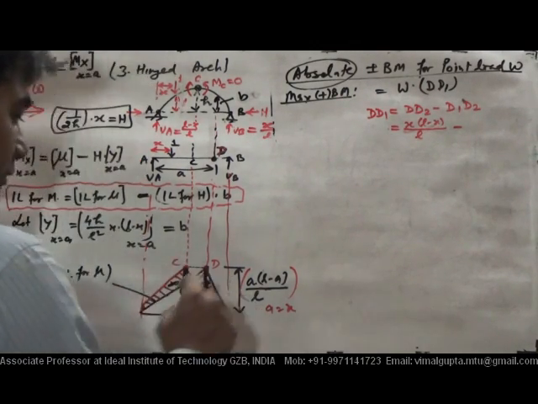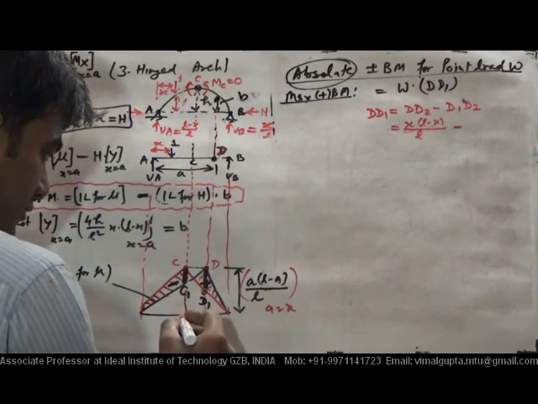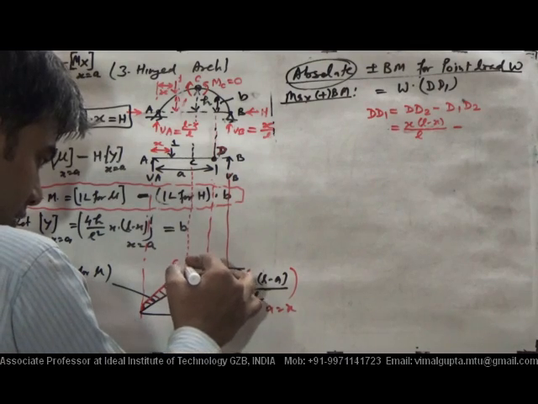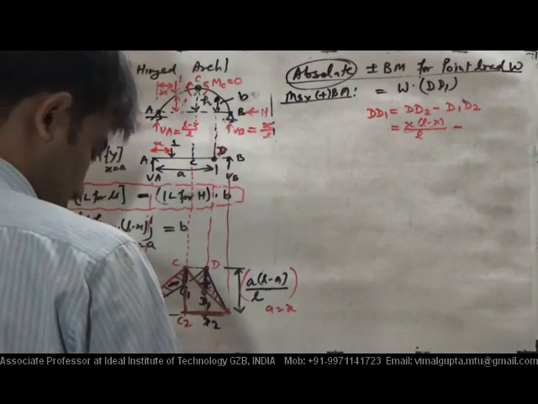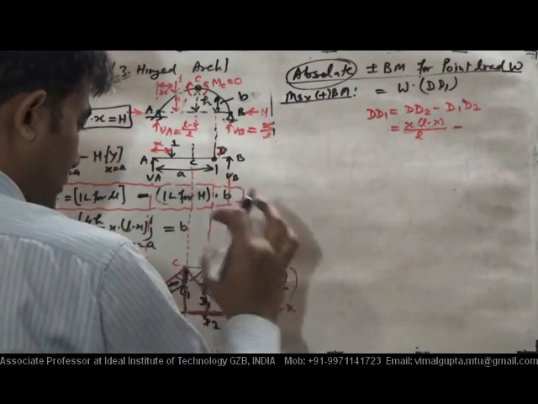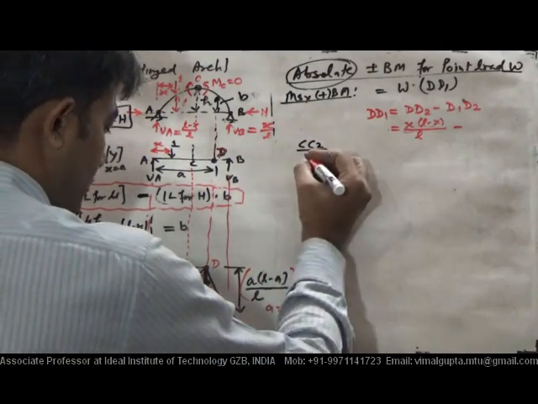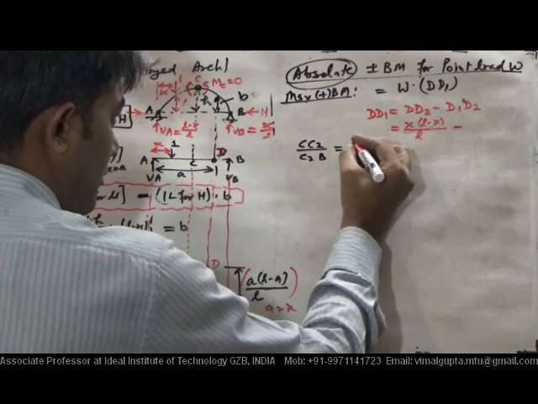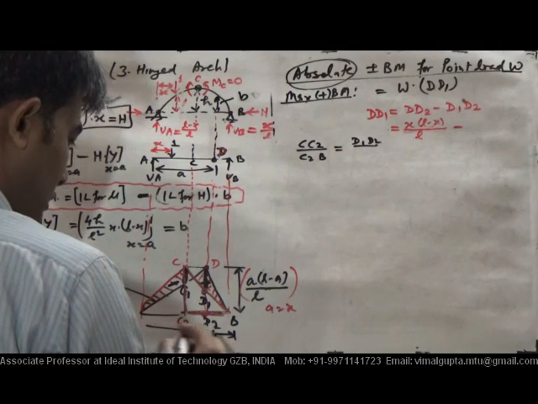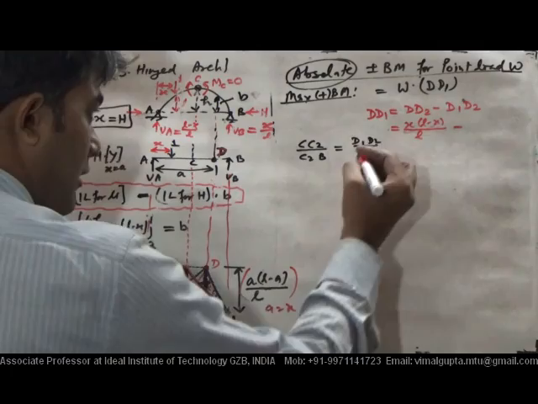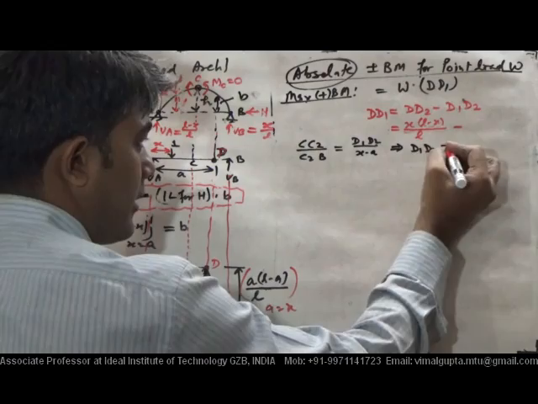How can this value D1 D2 be calculated? This can be calculated from similarity. Consider this point as C2, and consider this triangle and this other triangle. From similarity, we have C2 divided by this point, suppose it is B. So C2 into C2B equals D1 D2 divided by that distance. Since this is A, it will be X minus A, that is D2 B.